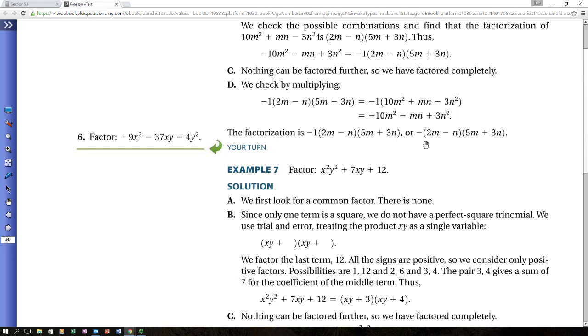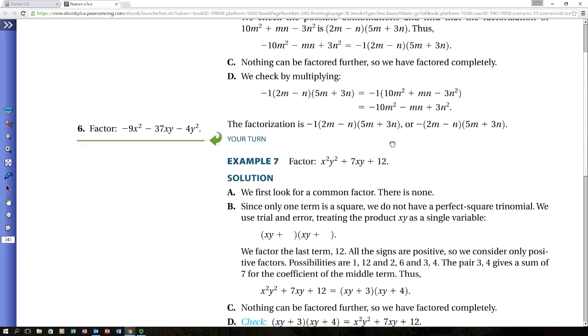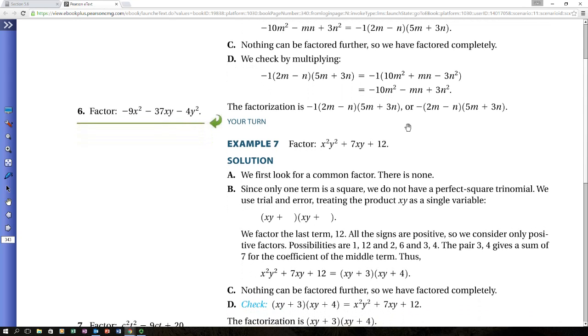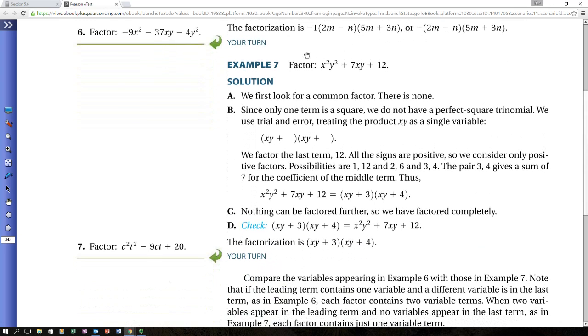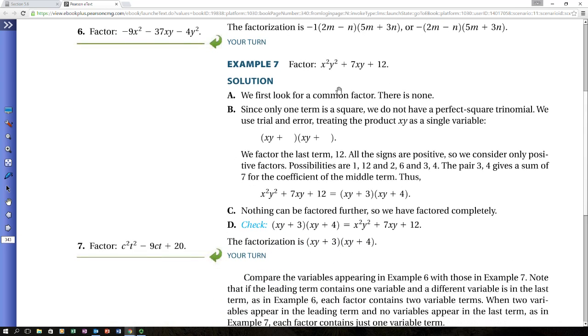They also show that there are some different possibilities of how we can write the negative 1 times it, or the opposite of it. I would even take the answer if you multiplied the negative 1 times this first binomial, you'd get negative 2m plus n times 5m plus 3n. I think that is surely a valid factoring, and I think even my math labs will take it either way.